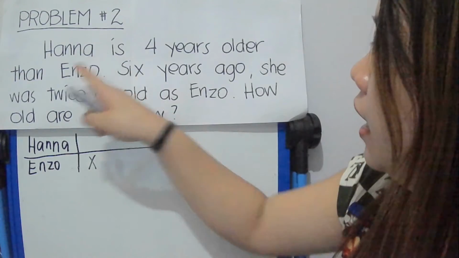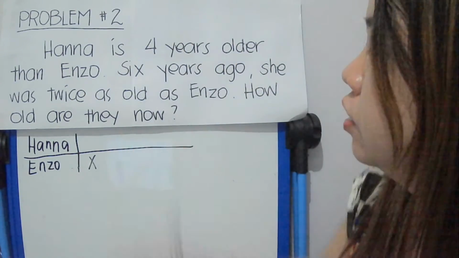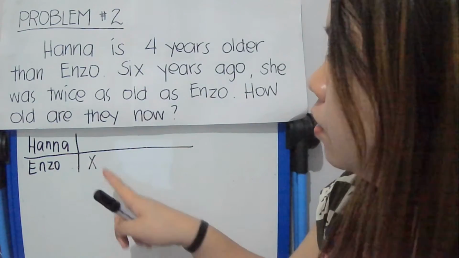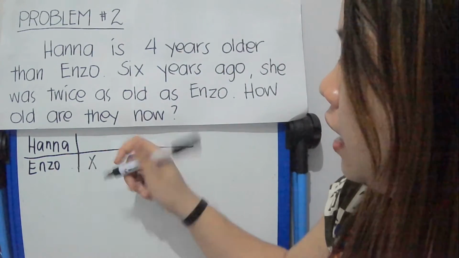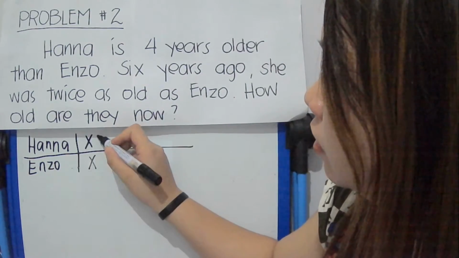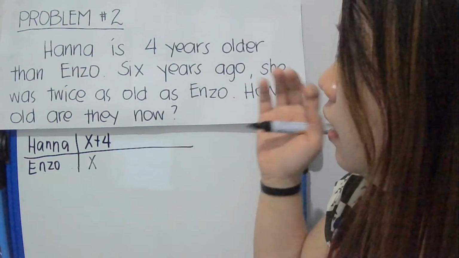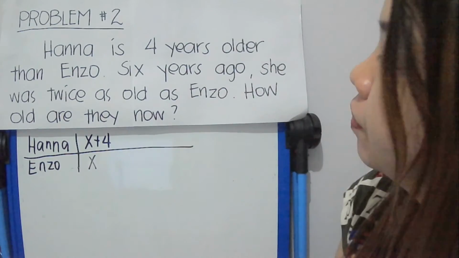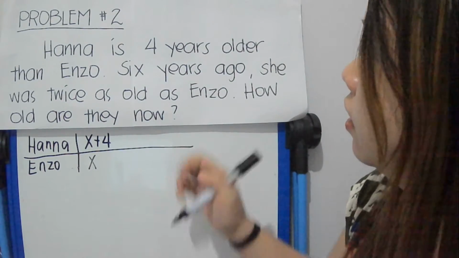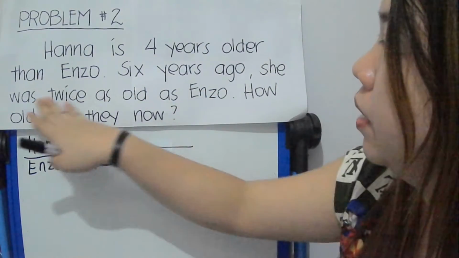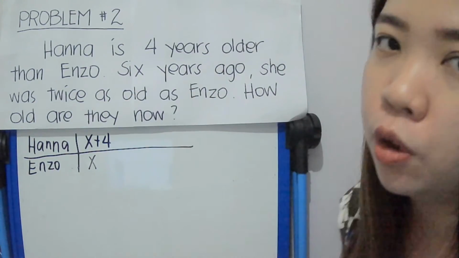So, that is, let us say, ang age ni Enzo ay X. Wala pa tayong idea kung ano. At present, Hannah is 4 years older than Enzo. So, 4 na taon siyang mas matanda kay Enzo. So, kung ang age ni Enzo ay X, si Hannah, age ni Enzo, dagdagan mo ng 4. Kasi 4 years older than Enzo si Hannah. So, ito yung at present. 6 years ago, she was twice as old as Enzo. So, mamaya natin gawin ng twice as old. Yung 6 years ago muna.